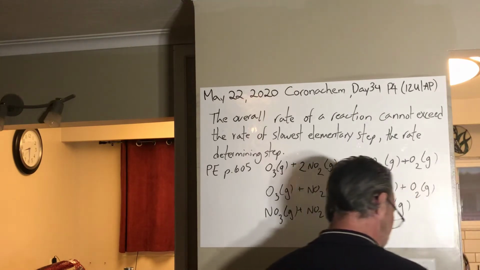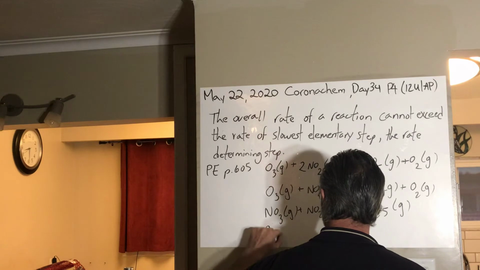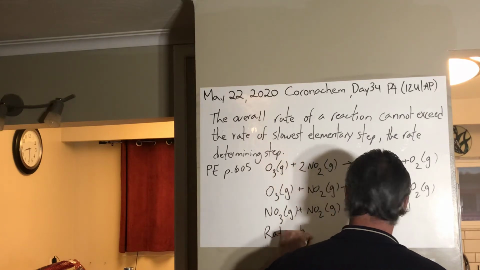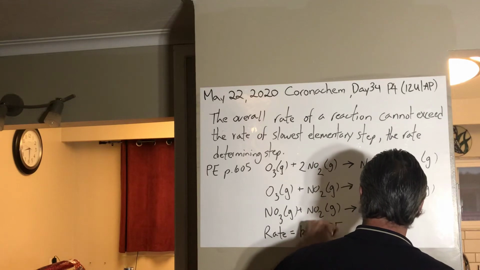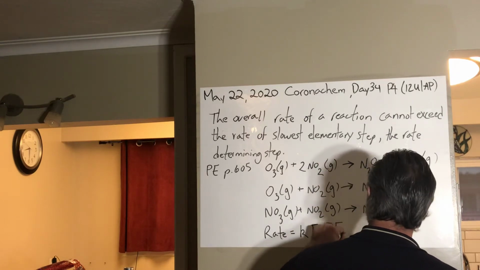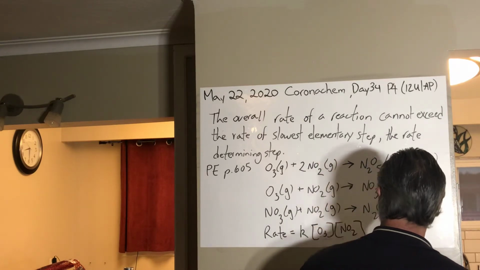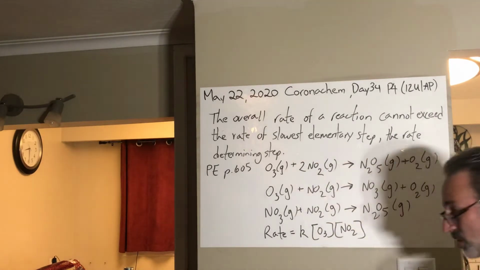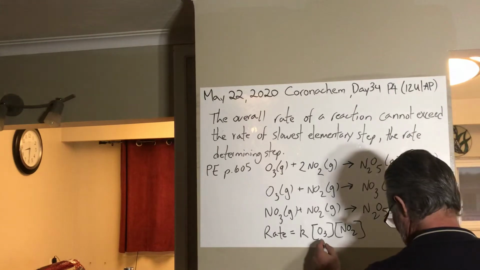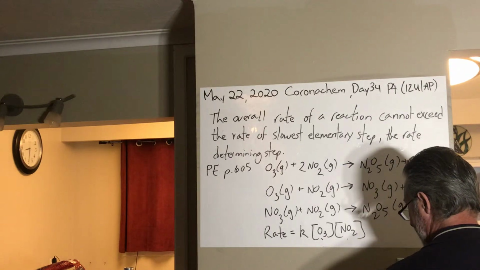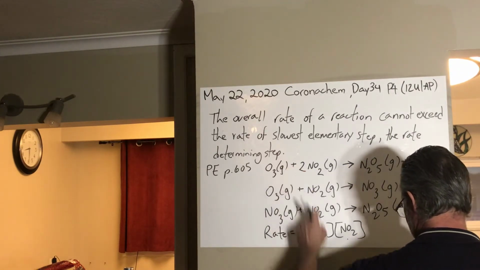Now the rate law is this: rate is equal to K, rate constant, times the concentration of ozone times the concentration of nitrogen dioxide. What does that tell us about the rate determining step? The slowest step in that reaction is the one that occurs with these 2 reactants, and that is in the first step.